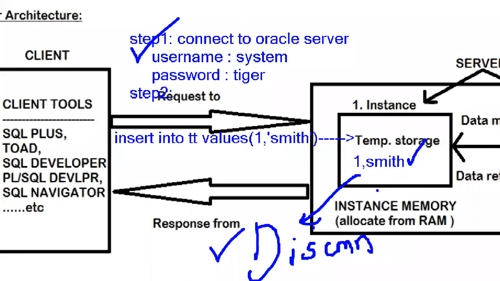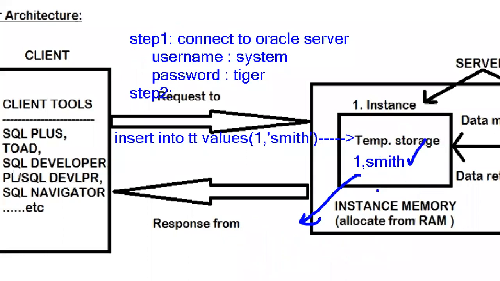So to overcome this problem, for every insertion, every updation, every deletion, once you perform these 3 operations on the Oracle database, you need to commit immediately. Commit, insert, commit, update, commit, delete, commit. Then only your data is permanent. Otherwise, it is temporary.